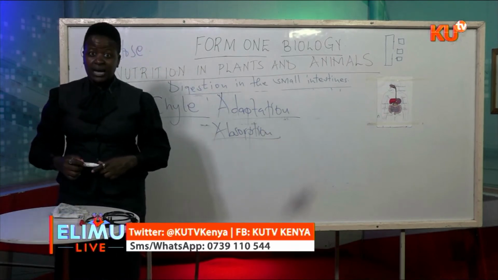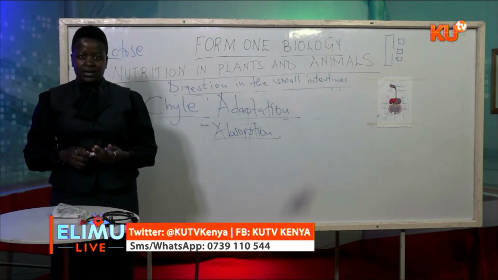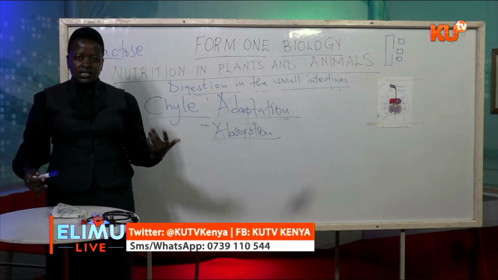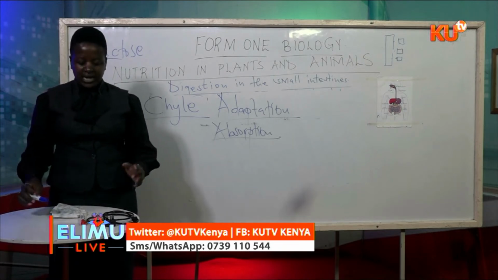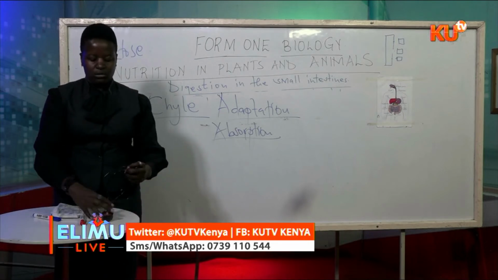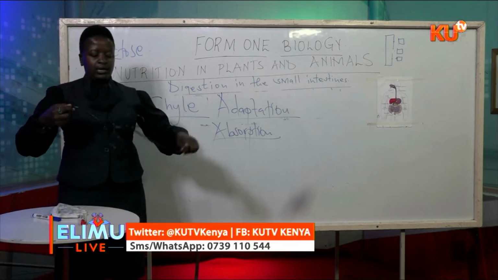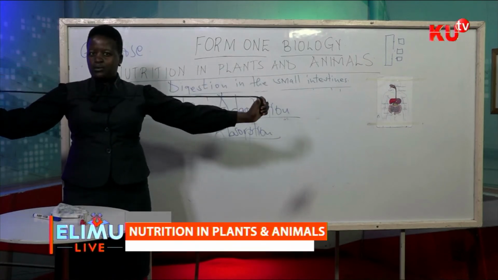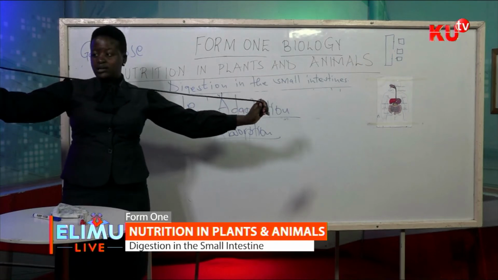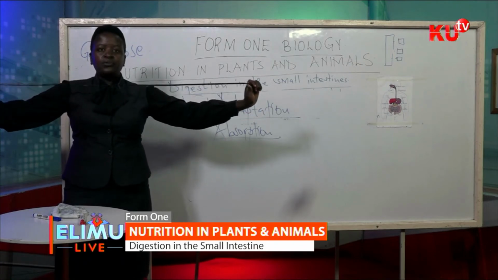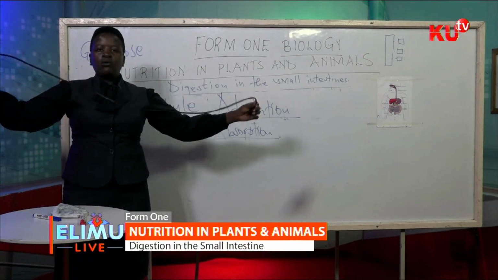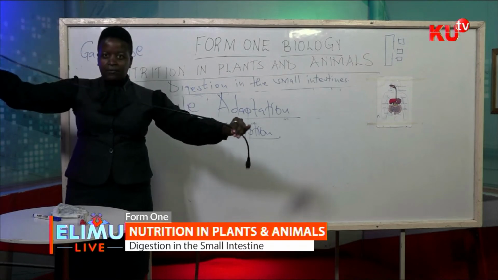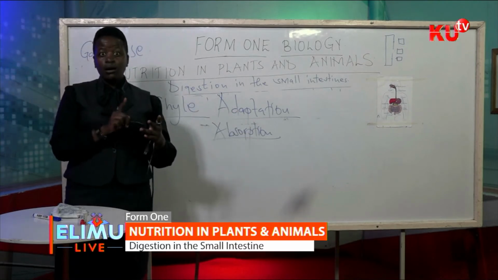So these soluble substances are taken in. The first adaptation of the small intestines is that it is long. So with me is a cable, and this cable is long. The small intestines are very long. In fact, in some adults, if they're stretched, they can run up to 6 meters. So being long, it has increased surface area for digestion and also absorption.